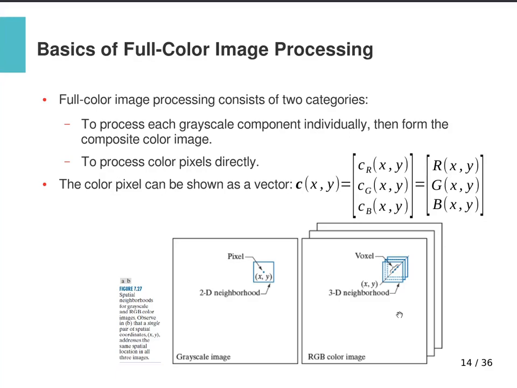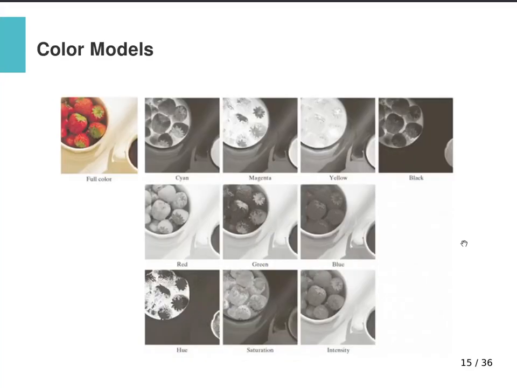So for any individual pixel, we have three different values, one showing the amount of red, the other showing the amount of green, and the other showing the amount of blue. If you're working with RGB, CMY, and HSI, for each pixel you have three color values. If you're working with CMYK, for example, for each pixel you will have four color values.